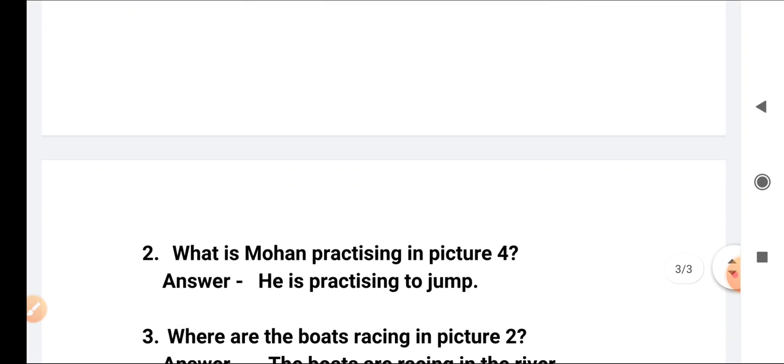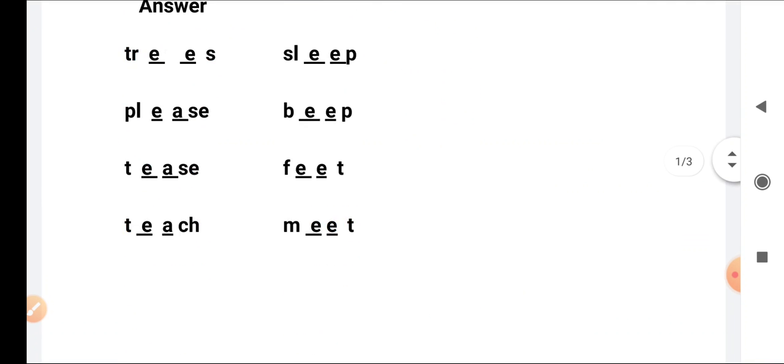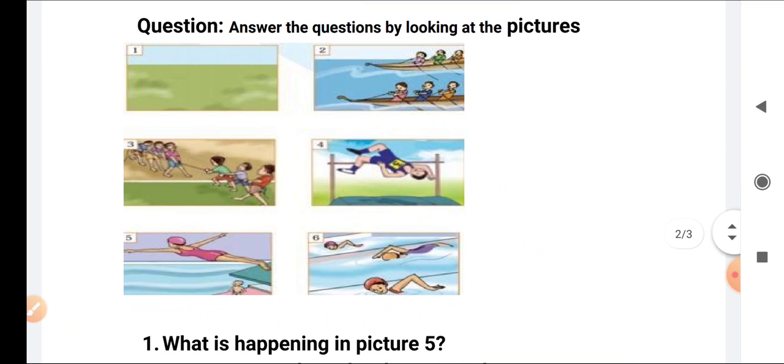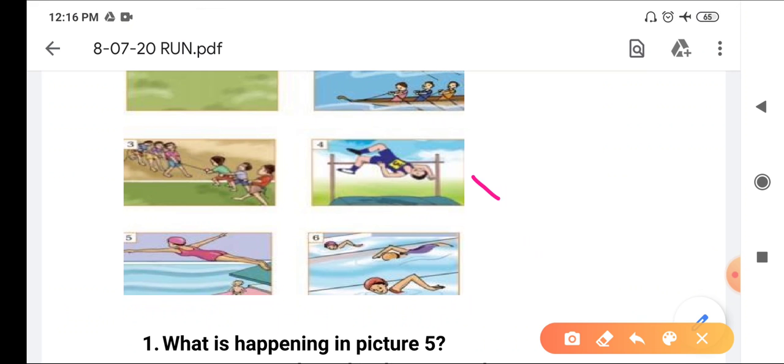So come to the next, what is Mohan practicing in picture 4? Picture 4, where is picture 4? He is practicing to jump. You can see here in picture 4, he is practicing to jump.